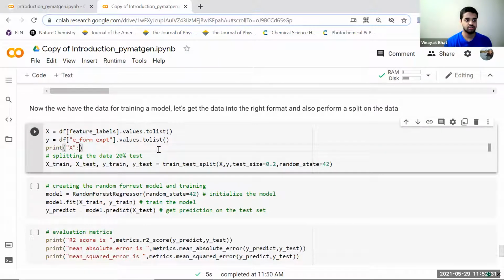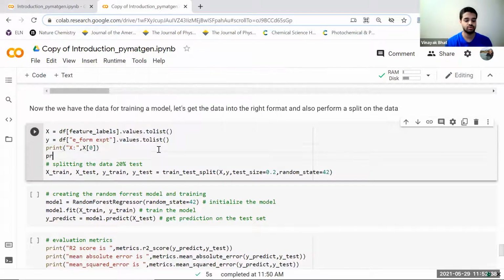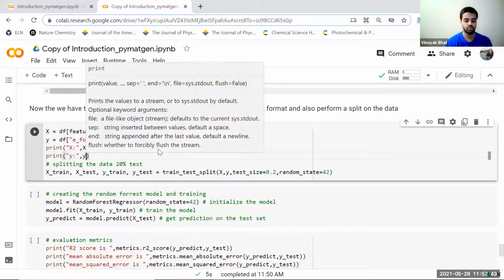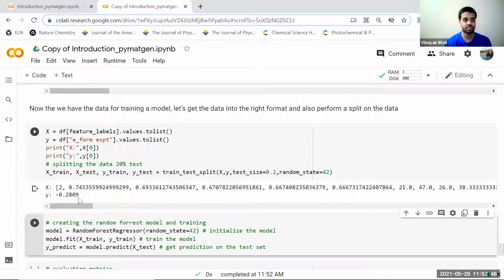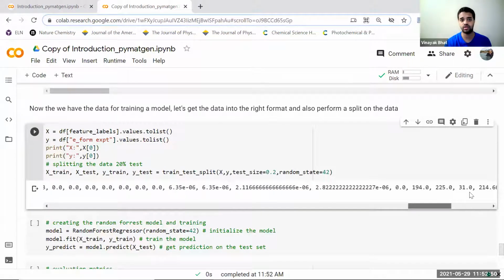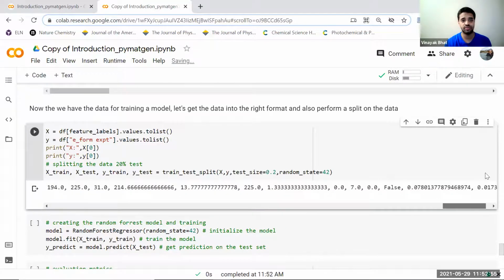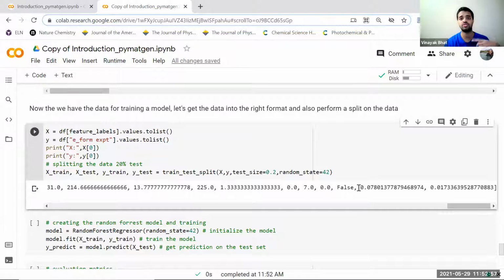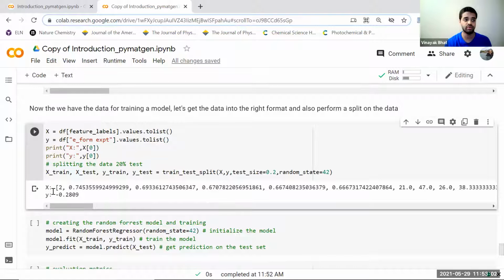Maybe I should have printed. Let me show X is X of 0, and Y is Y of 0. So this is X. It's a long 145-dimension vector that we have. And you see there's a false value somewhere here, so that will be converted into zeros and ones later on. We don't need to worry much about that. And this is the Y value that we have.